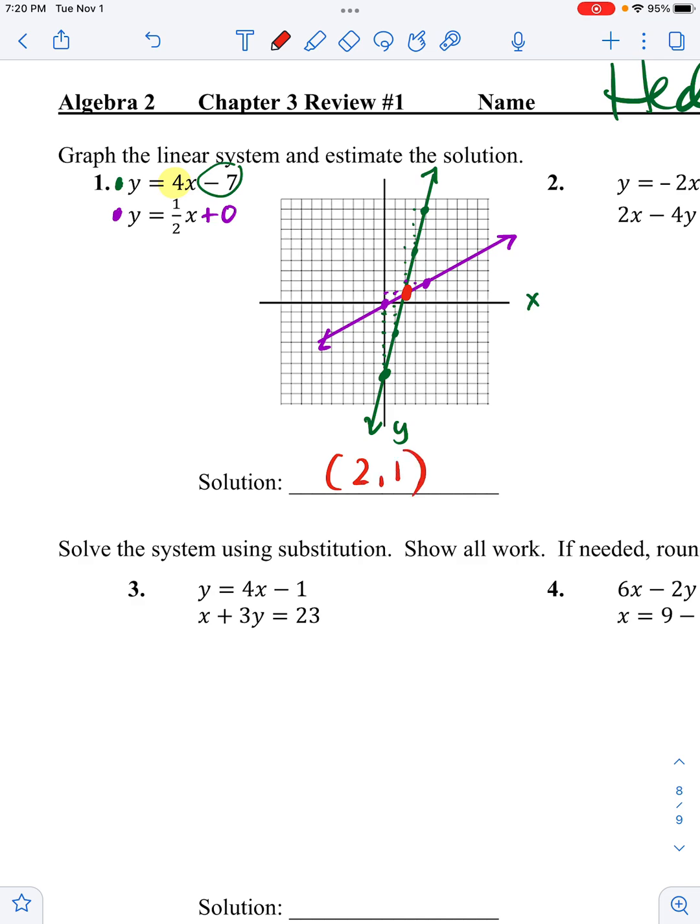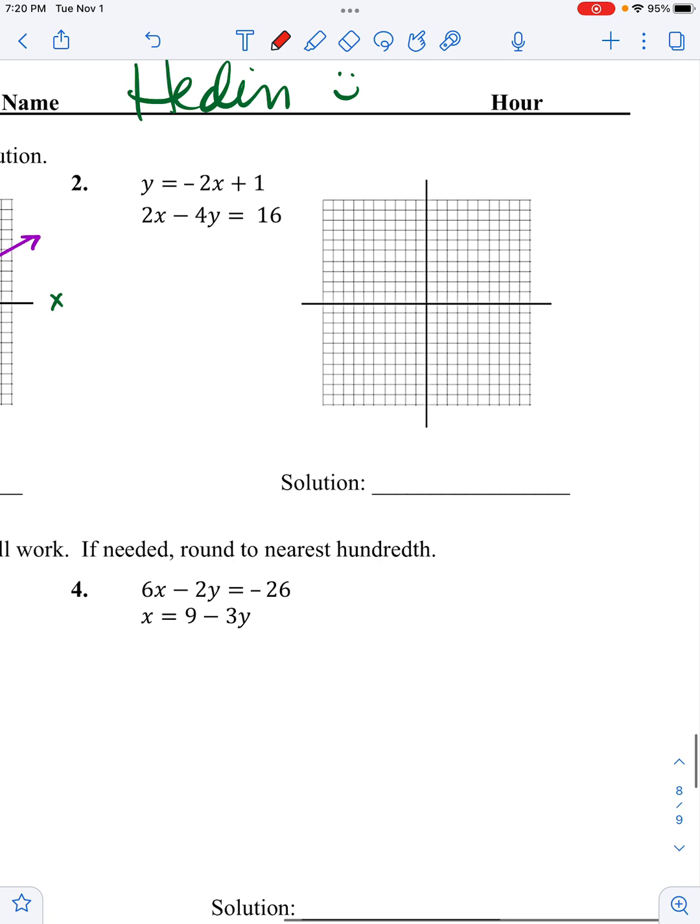I plug this in for x and this for y to check. So I'd have 1 equals 4 times 2 minus 7, which is true because that's 8 minus 7. And 1 equals 1/2 of 2, which is also true. So you don't have to check it, but you can check it.